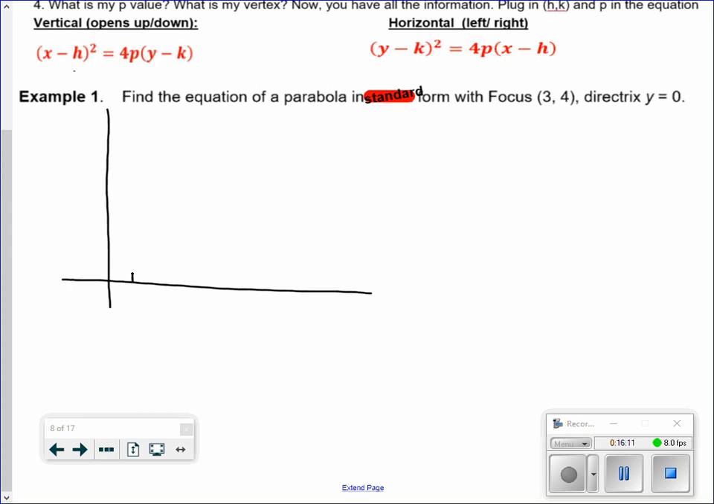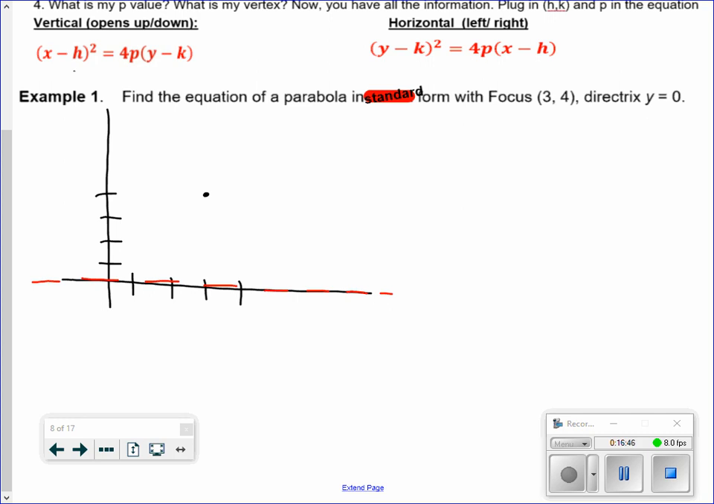I have a focus at (3, 4), so I'll be right here. That's my focus. I have a directrix at y equals 0. That's going to be the x-axis line right here. Every point on that line has a y value of 0, so we call it the y equals 0 line. And the distance from the focus to the directrix is going to be a total of 4. So that means the distance from either the focus or the directrix to the vertex will be 2.